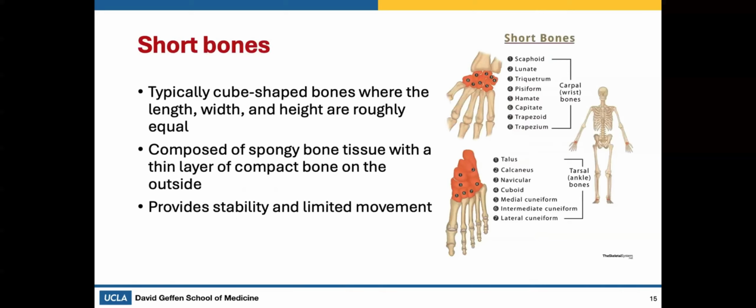Now let's talk about short bones. Again, they're approximately equal in length, width, and thickness. Some examples include the carpals in the wrist. It is composed mostly of spongy bone tissue with a thin layer of compact bone on the outside. And these bones provide stability and limited movement.